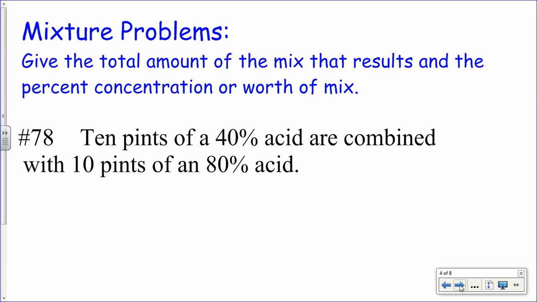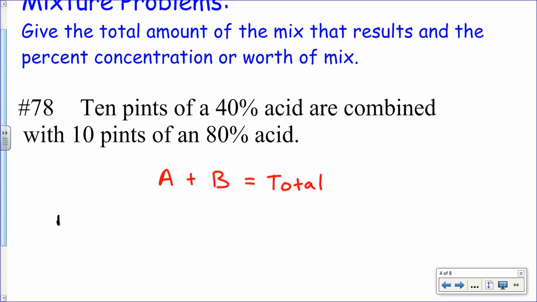So to do mixture problems, we set it up like this. A plus B equals total, where A is the first mix, B is the second mix, and the total is those combined. All right, so you're not going to just be adding 40 and 80% because that's 120%. That doesn't make sense. You're over 100% there.